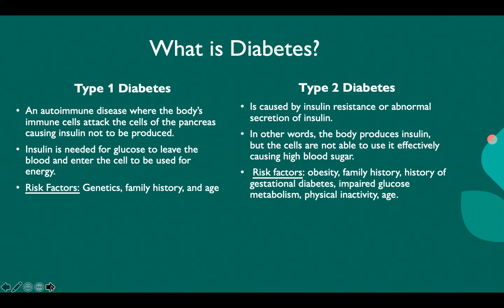The risk factors for this are obesity, family history, history of gestational diabetes, impaired glucose metabolism, physical inactivity, and age. Usually, type 2 diabetes happens at an older age, but over the last several years, there have been more cases of type 2 diabetes happening all throughout the life cycle, and especially in children. There's been an increase of type 2 diabetes.